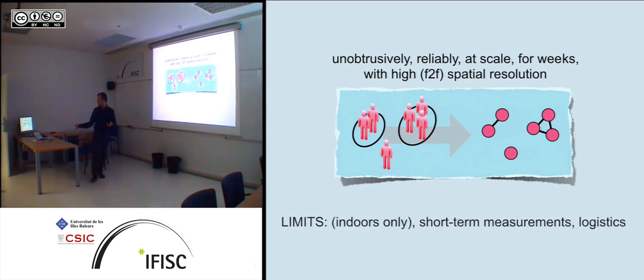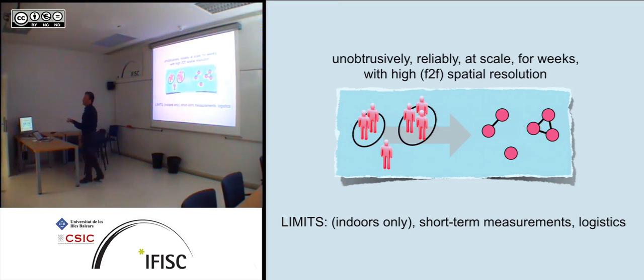The limits, because not everything is perfect, right? The limits are that this is easy to do indoors because you need to have antennas that receive the signals. If you want to do this in a park downtown or over the sea, this is a problem. These measurements are short term because they're basically limited by the duration of the batteries on the device, which puts a cutoff at a couple of weeks, 3 weeks.